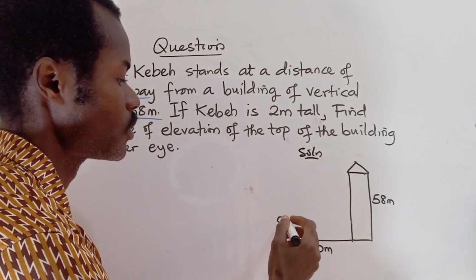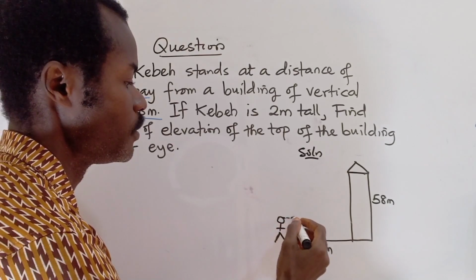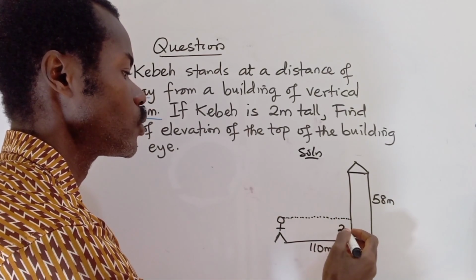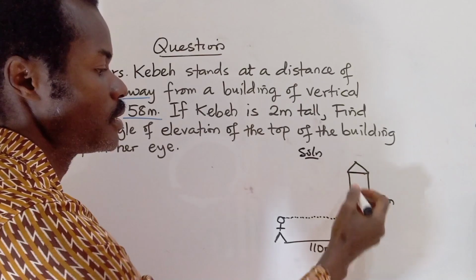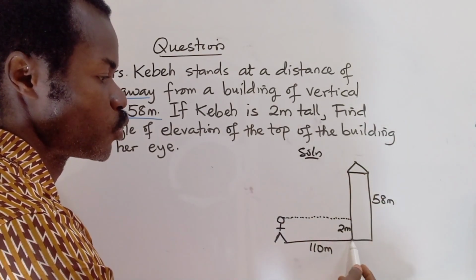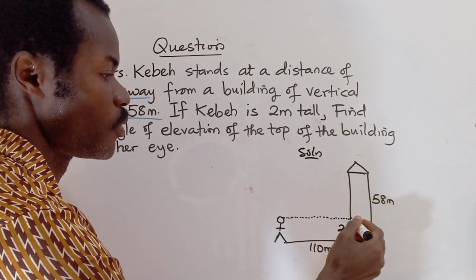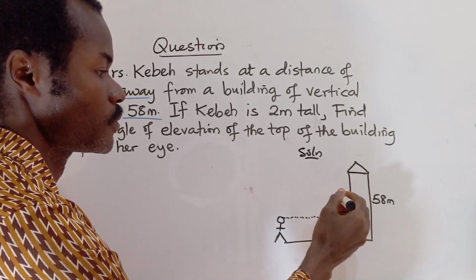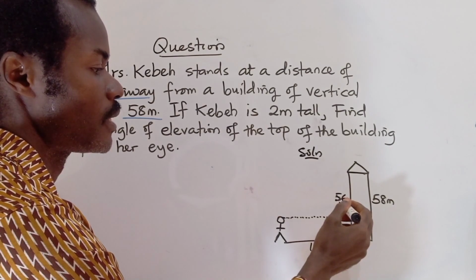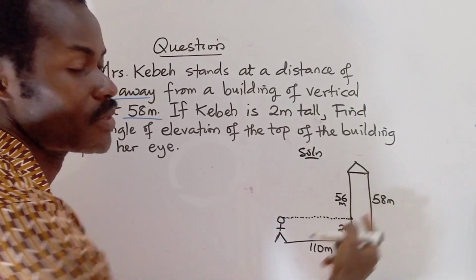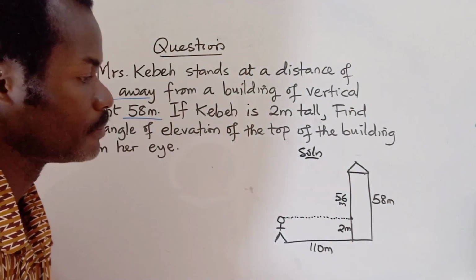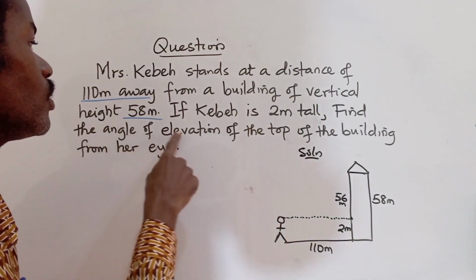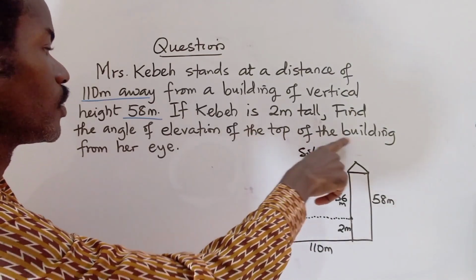Now, if Kebe is 2 meters tall, let's check her height against the building. So her height comes this way. Her height is actually 2 meters. It then means if we remove 2 meters, the rest of the building from this point to the top is going to be 56, because 56 meters plus 2 meters gives us 58 meters.